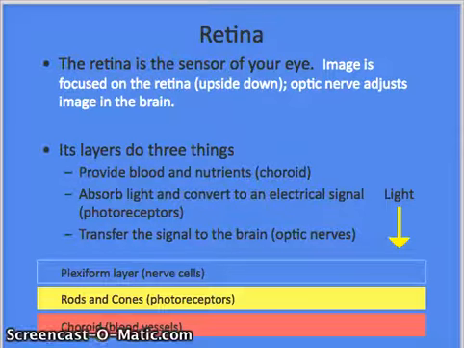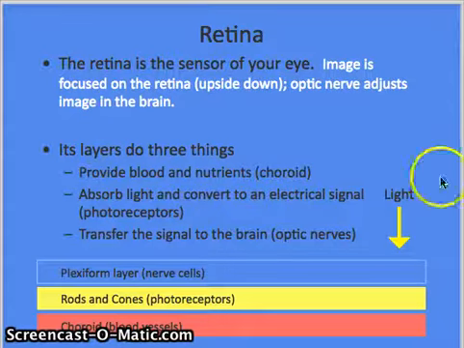The retina is the sensor of your eye. The images focus on the retina upside down, and the optic nerve adjusts the image in the brain. Its layers do three things: provide blood and nutrients, absorb light and convert it into an electrical signal, the photoreceptors, and transfer the signal to the brain through the optic nerve.